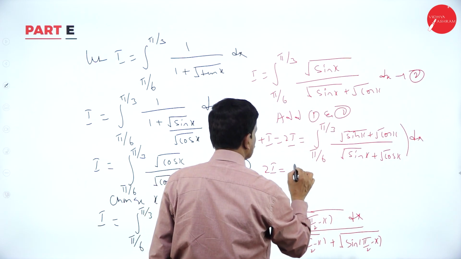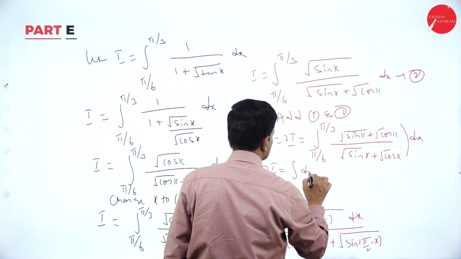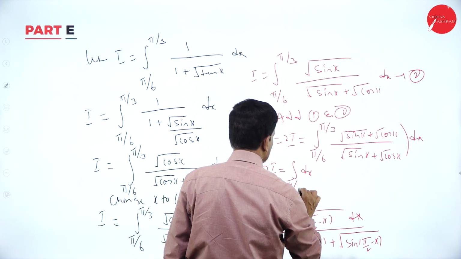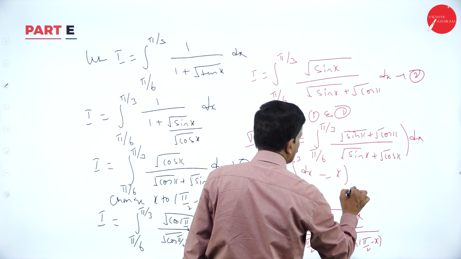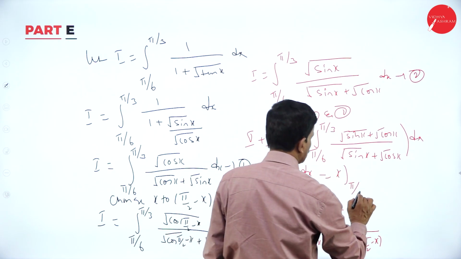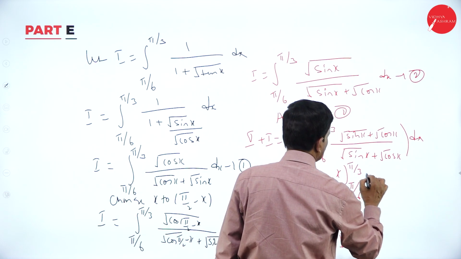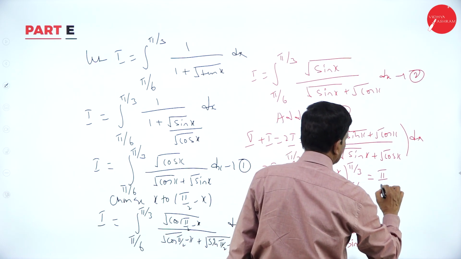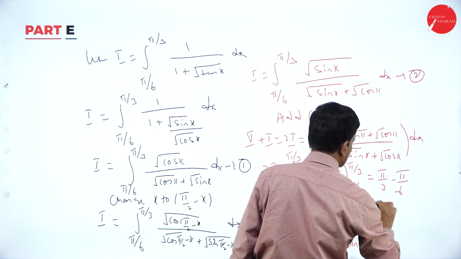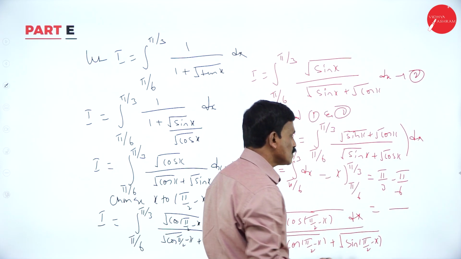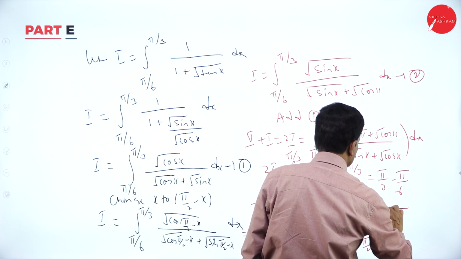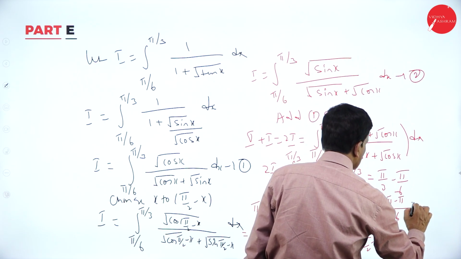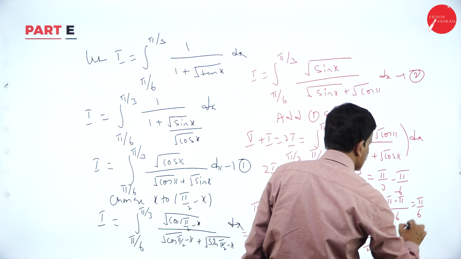2I is equal to the integration of dx between limits pi by 6 to pi by 3, that is x between pi by 6 to pi by 3. Apply the limit: pi by 3 minus pi by 6. Take the LCM. 6 is the LCM. This is nothing but 2 pi minus pi over 6, that's equal to pi by 6.